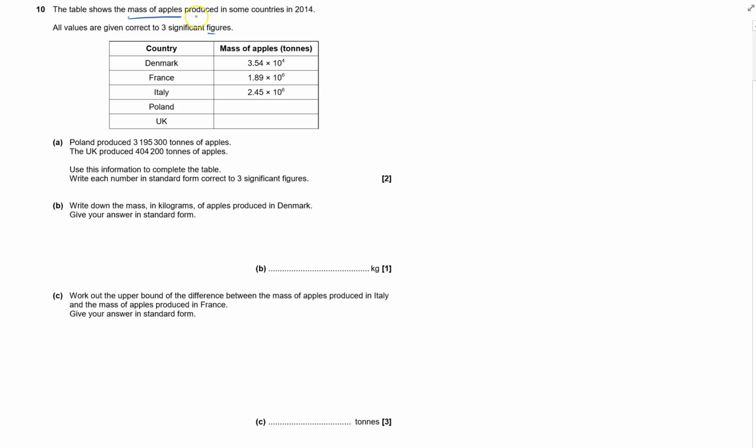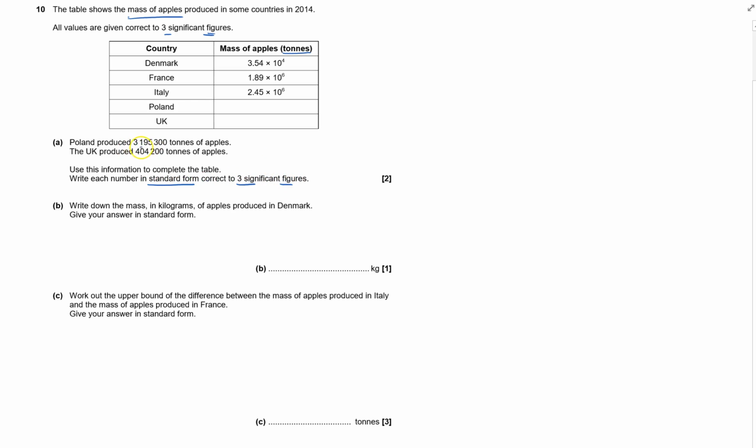We've got the mass of some apples produced in some countries in 2014, also needing to go into three significant figures, and mass of apples in tons. Poland produced that many, UK produced that many. I've got to write each number in standard form, correct to three significant figures.